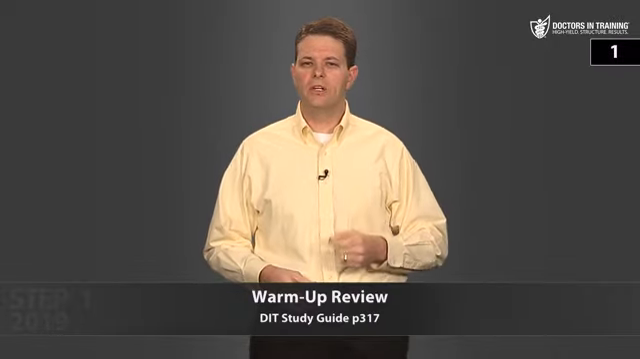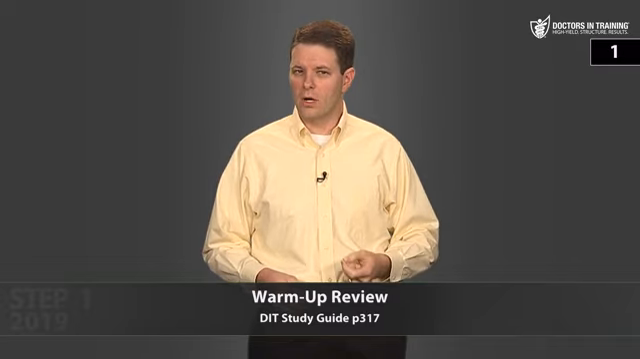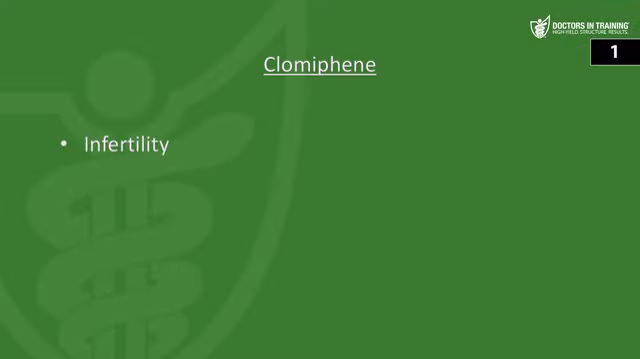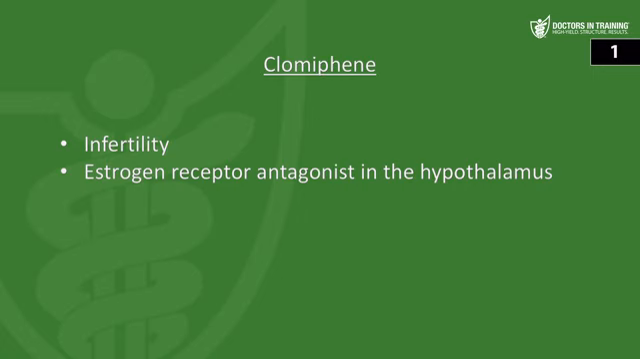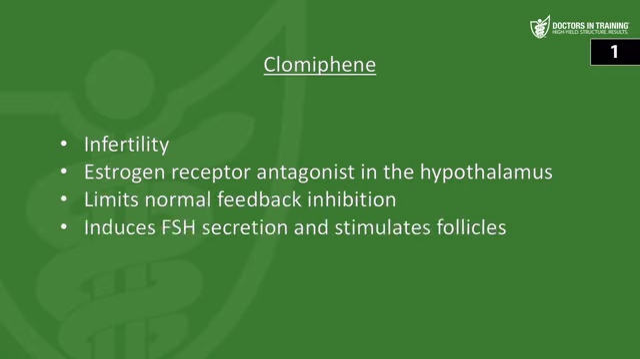Let's go over the answers to the warm-up. First question, what's the clinical use of clomiphene and how does it work? Clomiphene is used for infertility, and it's an estrogen receptor antagonist in the hypothalamus that blocks normal feedback inhibition. This induces FSH secretion and stimulates follicles.